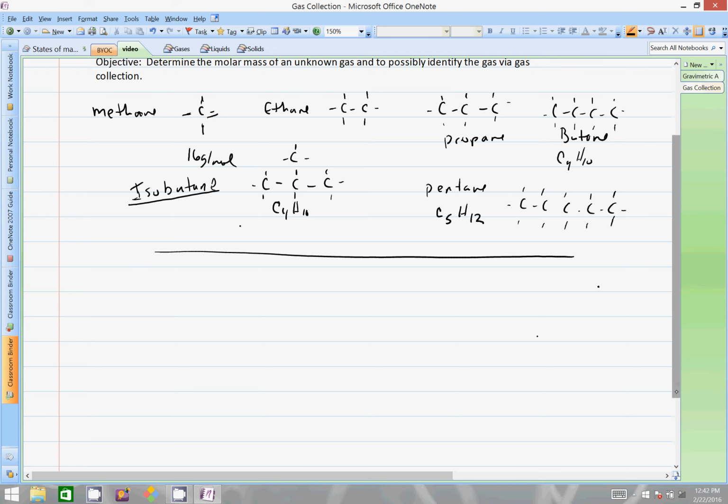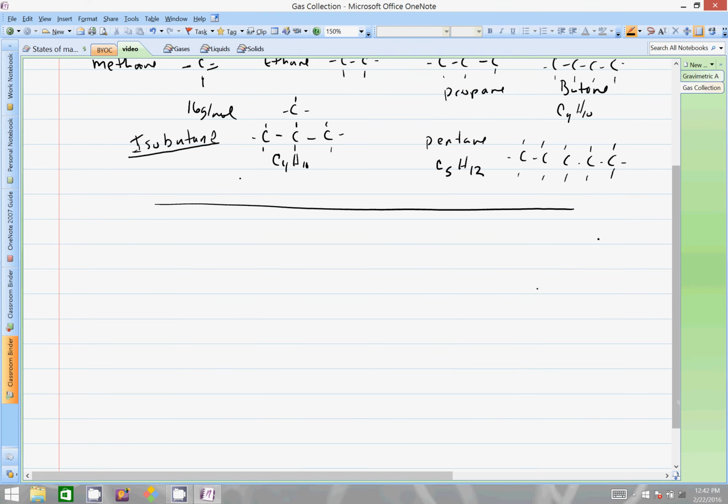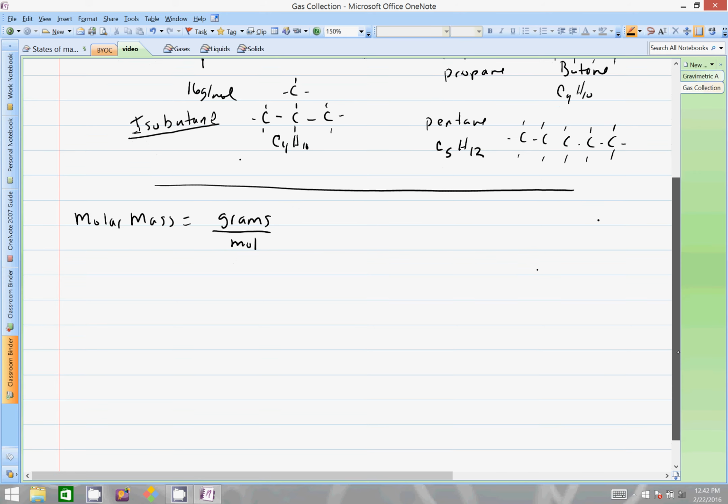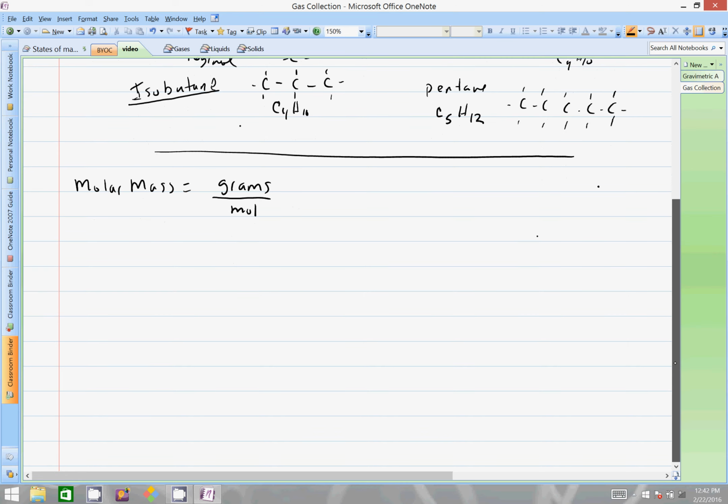So let's look at our calculation for molar mass. Our molar mass is equal to the grams of a substance per mole of a substance. So we have two calculations. And through the procedure, you'll see where we're going to get these pieces of information. Alright, let's take a moment and walk through our procedure.